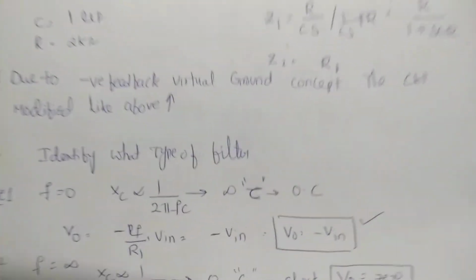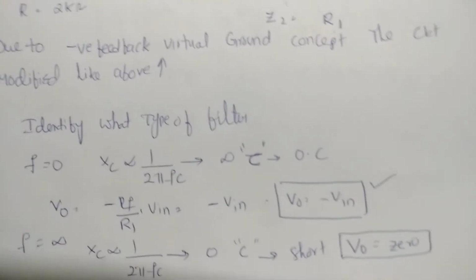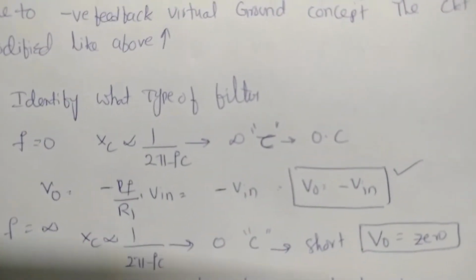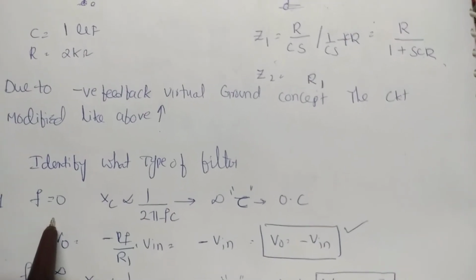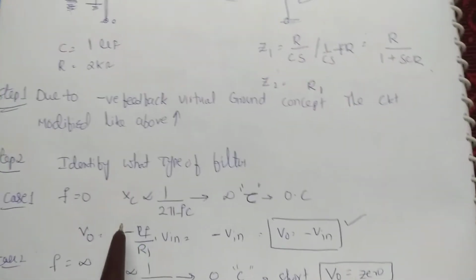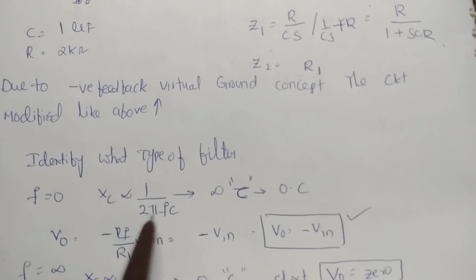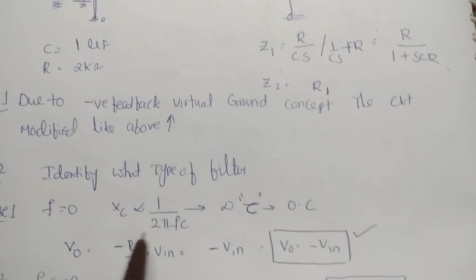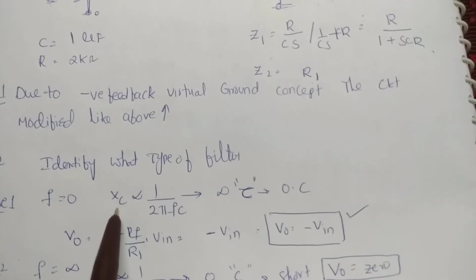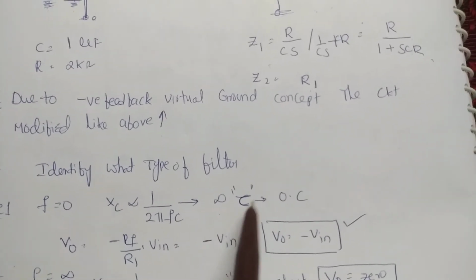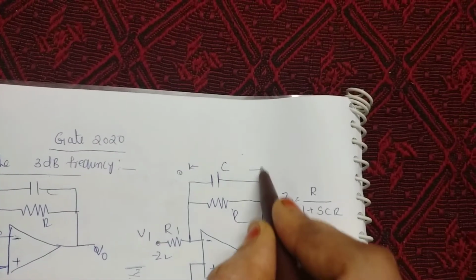Now identify what type of filter it is. There are different types of filters, so look at the circuit; first you have to identify the type of filter. The basic concept is to look at frequency equal to 0. The capacitive reactance is defined as X equal to 1 by 2 pi Fc. So at frequency F equal to 0, the capacitive reactance is infinity, which means C is an open circuit. So C is open circuit.